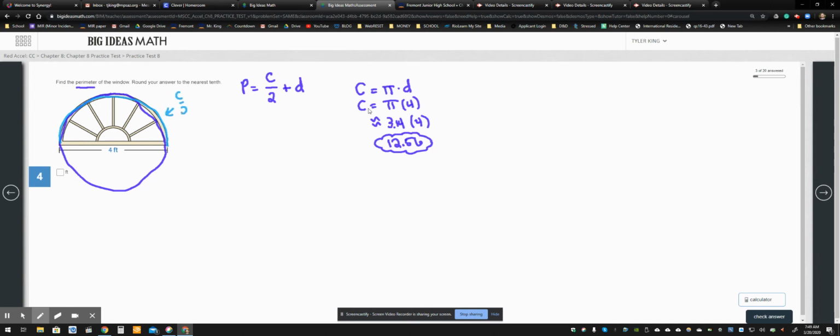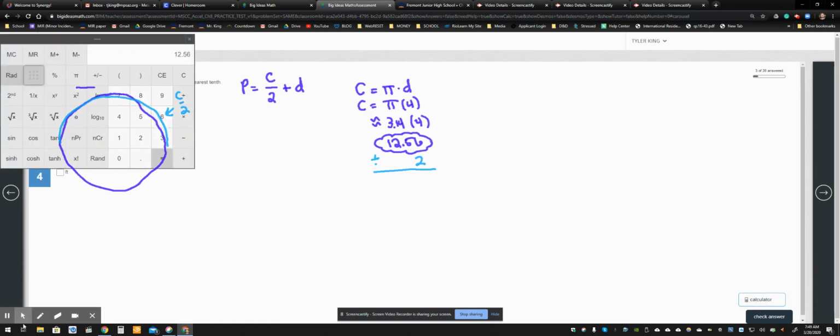So because we only need this curved piece right here, we only need half of the circumference. So we'll take our circumference and we'll divide it by 2. So we'll take 12.56 and we'll divide this by 2 in order to find just this blue piece up here. So when we do this, we're going to take our calculator, take this 12.56, and divide it by 2. It's going to give us 6.28 for this blue piece, just this curved piece right here.